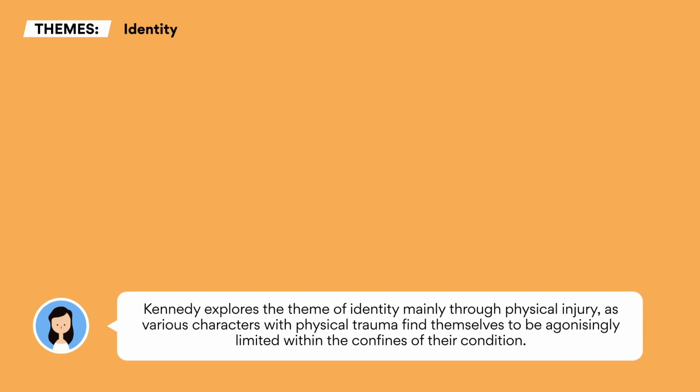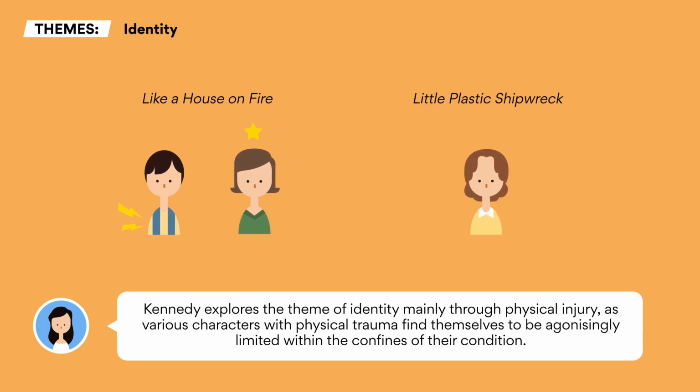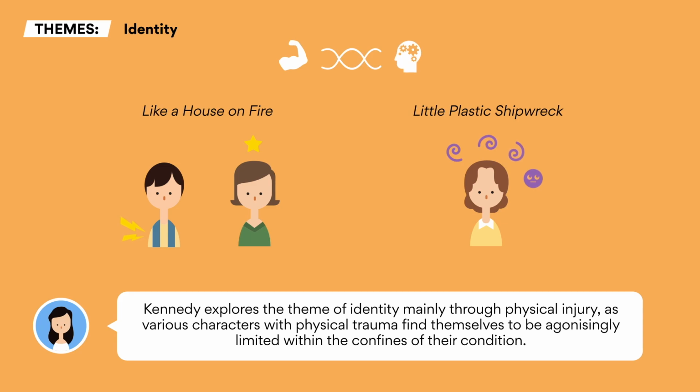Identity. Kennedy explores the theme of identity mainly through physical injury, as various characters with physical trauma find themselves to be agonizingly limited within the confines of their condition. In Like a House on Fire, the narrator's sense of identity becomes intertwined with his subsequently decreased masculinity, as his back injury leaves him unable to physically take care of his family, and his wife begins to undertake stereotypically masculine roles within the household. In tandem with this, Rowley's wife in Little Plastic Shipwreck is rendered humorless and witless due to her brain injury, distorting her once enthusiastic self into one shadowed by her illness, further emphasizing the link between physical and mental identity.